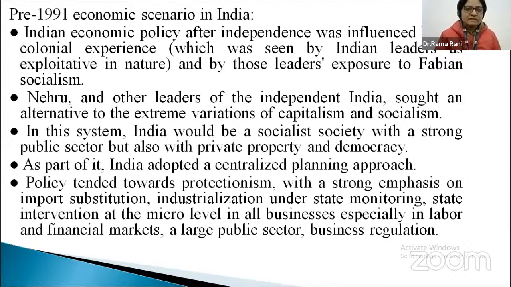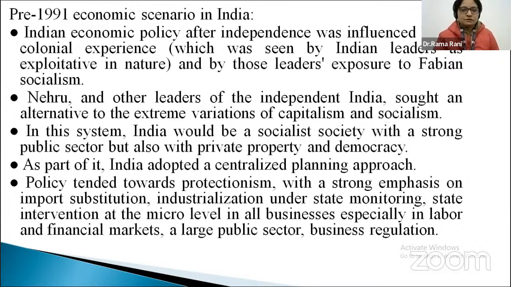Pre 1991 economic scenario in India. Indian economic policy after independence was influenced by the colonial experience, which was seen by Indian leaders as exploitative in nature and by those leaders' exposure to Fabian socialism. Nehru and other leaders of the independent India sought an alternative to the extreme variations of capitalism and socialism. In this system, India would be a socialist society with a strong public sector but also with private property and democracy. And as a part of it, India adopted a centralized planning approach.